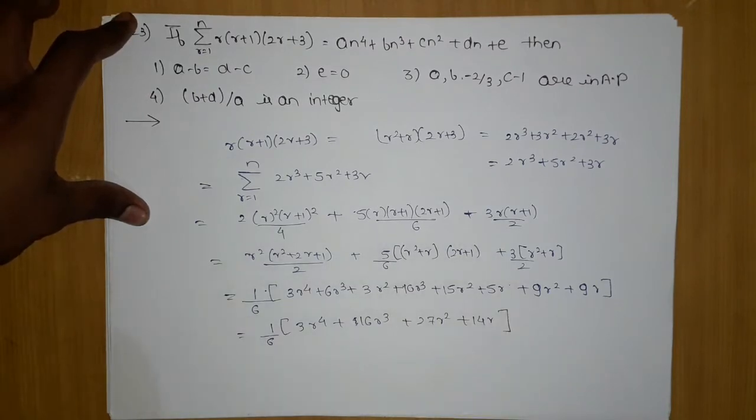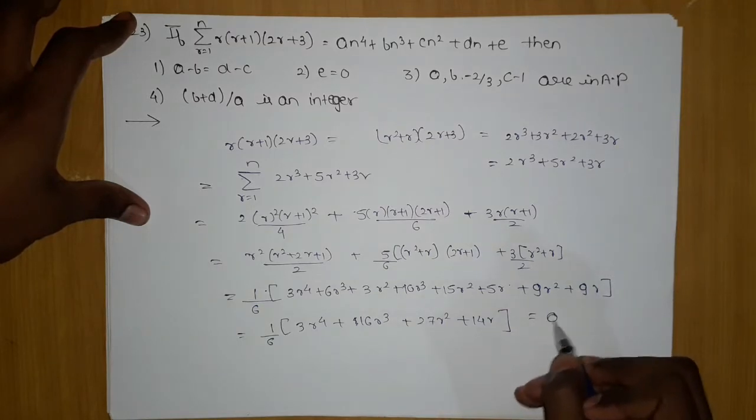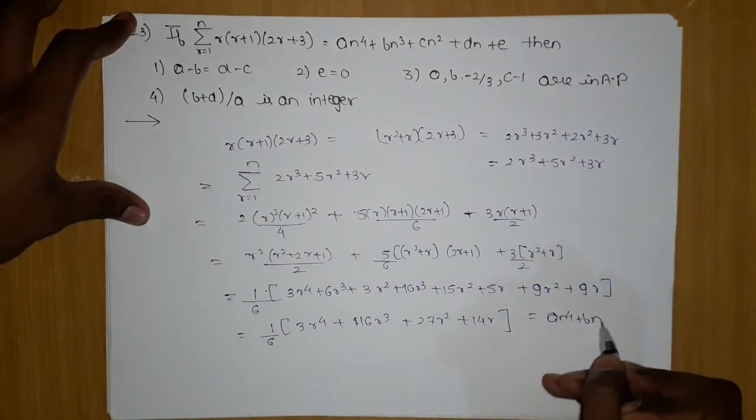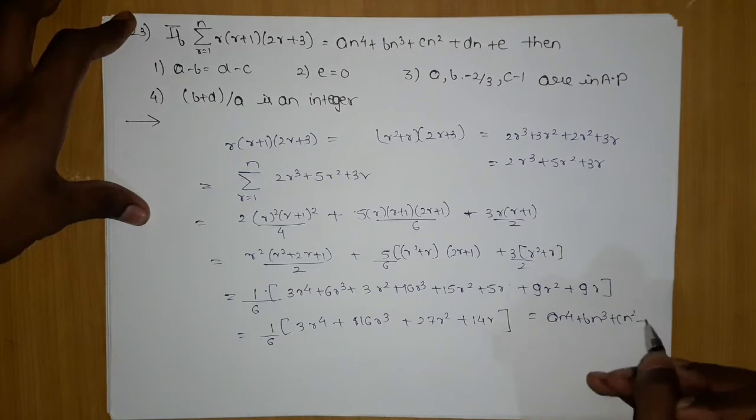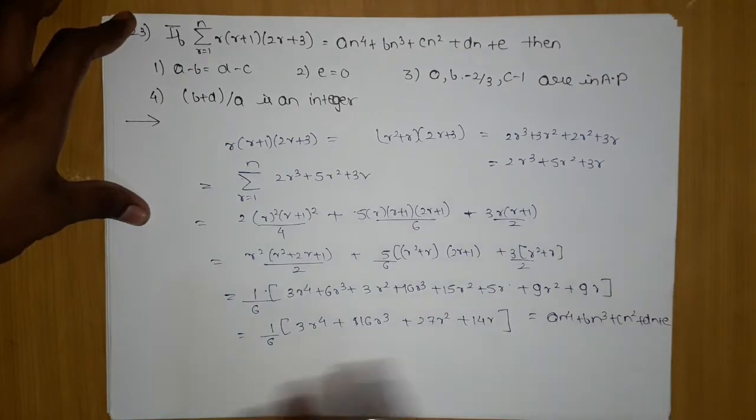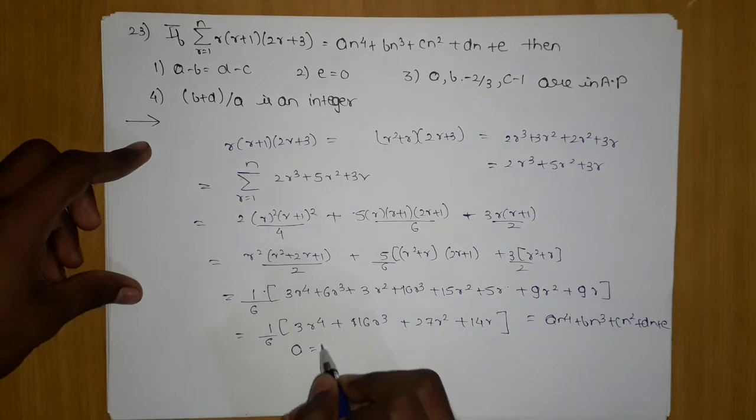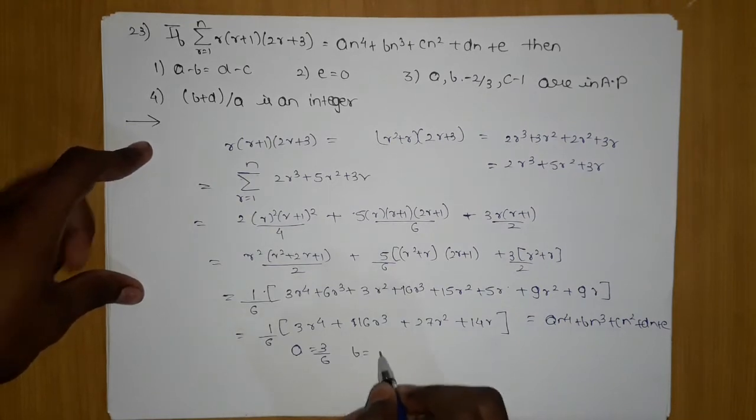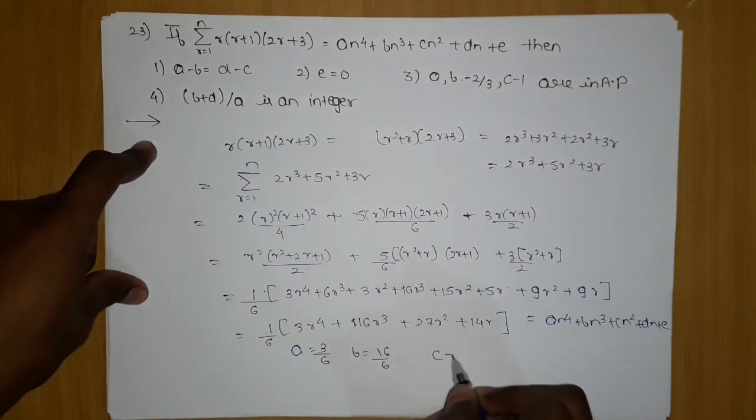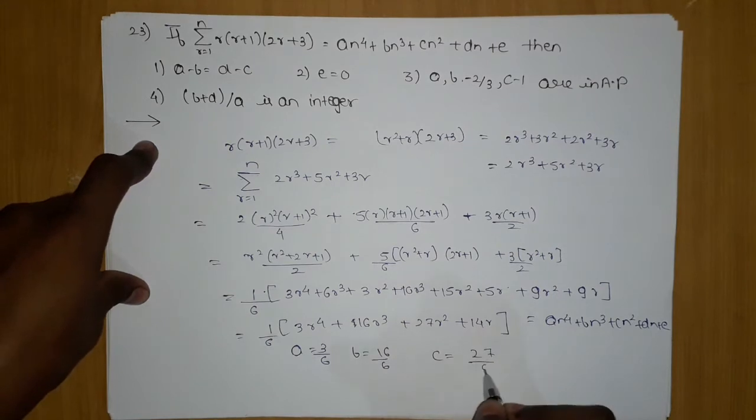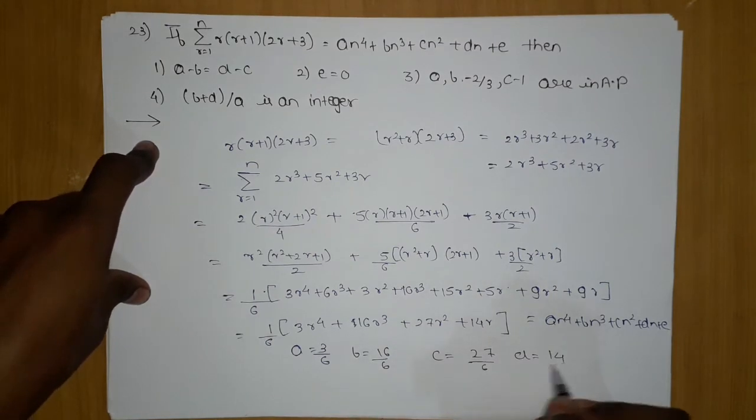Now they are setting it equal to a n power 4 plus b n cube plus c n square plus d n plus e. Here we have to solve by comparing. Any small child can understand that when it is placed equal we have to solve by comparing. So a will be 3 by 6, b will be 16 by 6, c will be 27 by 6, and d will be 14 by 6.